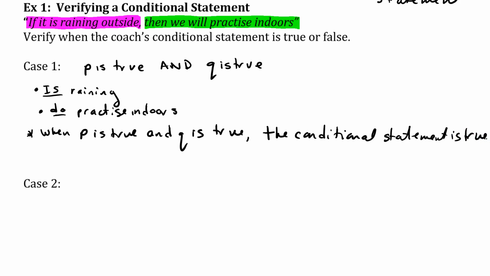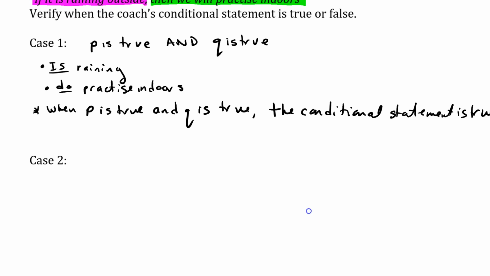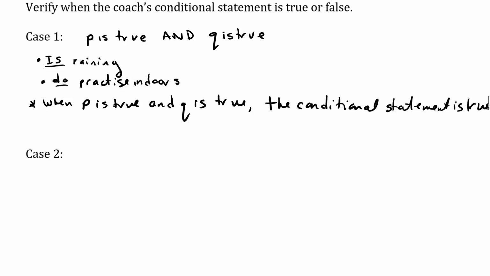Another way of looking at this is nothing has been broken. If it is raining and we do practice indoors, that means that it is absolutely true. It's important to think about these conditional statements as not like capital T truth. Every single time it is raining, every single team on the planet is going to practice indoors. It's just for a very small hypothesis and conclusion. So, if P is true and Q is true, then the conditional statement, or P implies Q, is true.